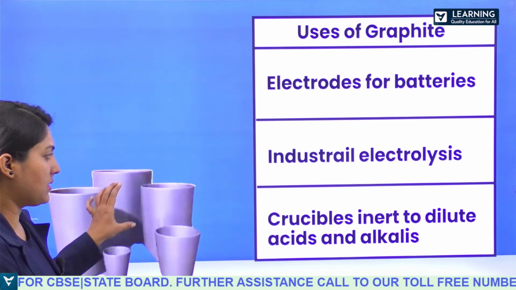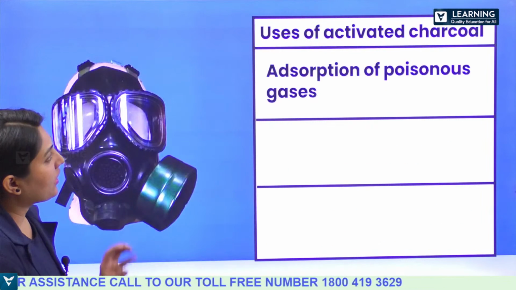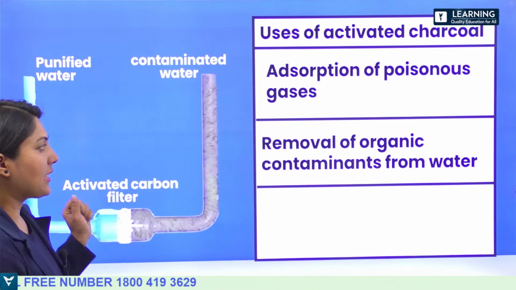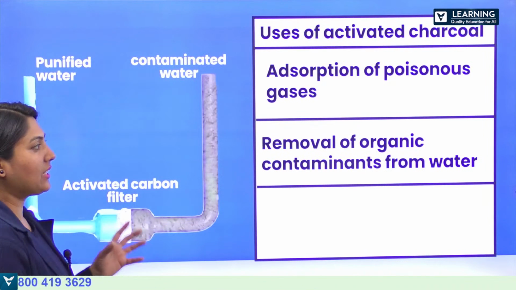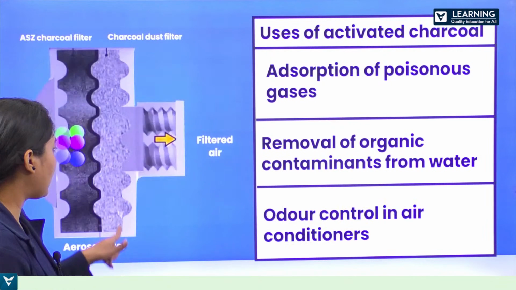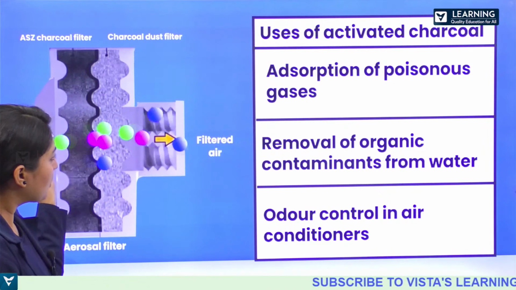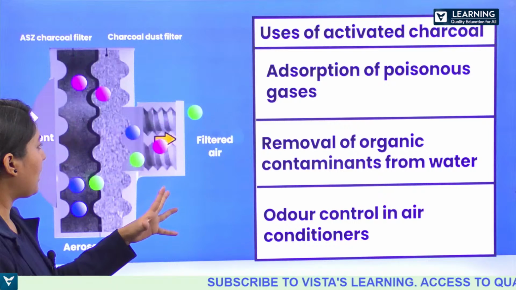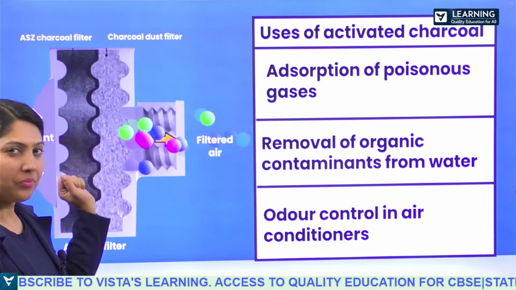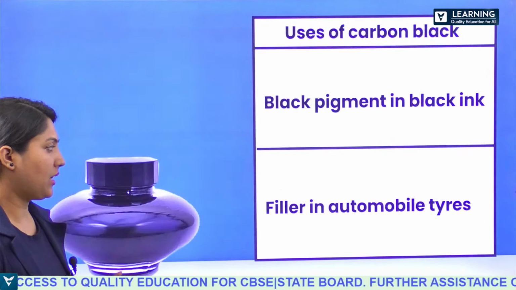These are the crucibles. In this we take the sample and keep it in the furnace. And we have the activated charcoal which is used for absorbing gas and removing organic contaminants from the water. When the water is passed through, the activated charcoal absorbs them. Here it is absorbing the smell. It should not let smelly air out from the AC. So what happens? It will absorb the bad smell molecules and the charcoal will leave the fresh air.